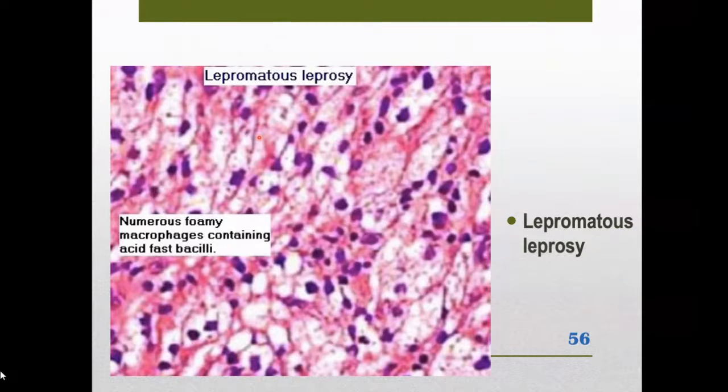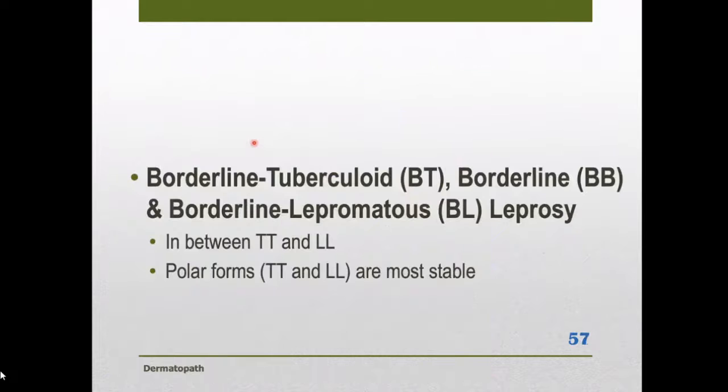So other tests we do for tuberculosis, such as auramine stain and GeneXpert, which is a genetic test, don't apply directly to leprosy. So we have borderline tuberculoid, borderline, and borderline lepromatous leprosy. So as you understand, they are in between TT or tuberculoid, and the lepromatous.